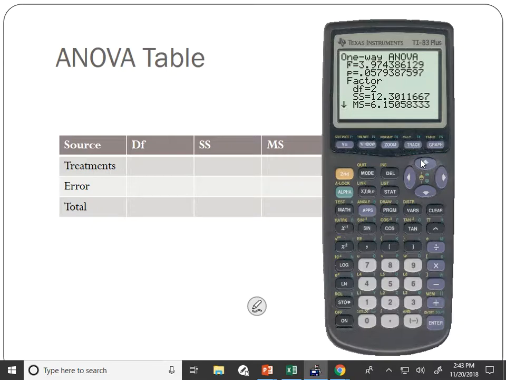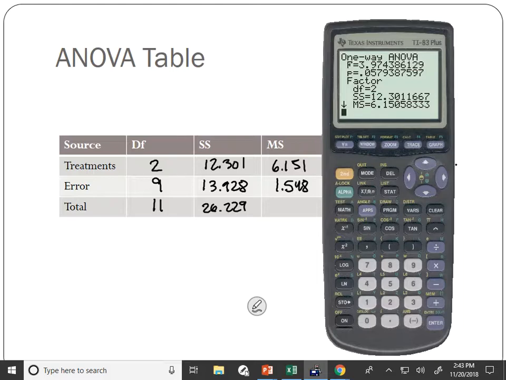So for treatments here, degrees of freedom is 2. For the error, it's 9. Total of 11. Our SS number, 12.301. For the error, it's 13.928, for a total of 26.229. MS for treatments is 6.151. For the error is 1.548.